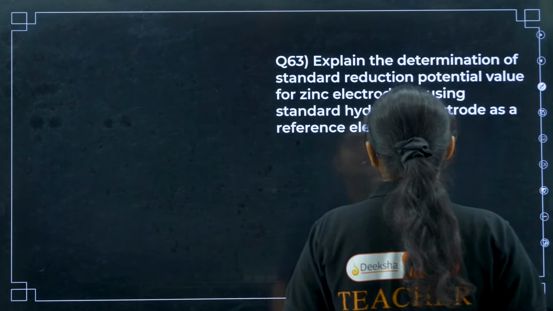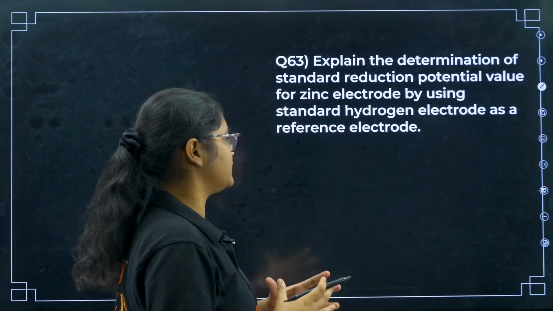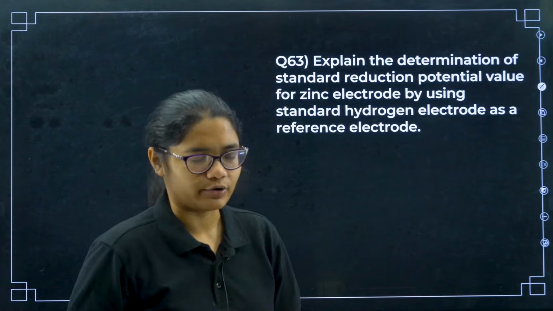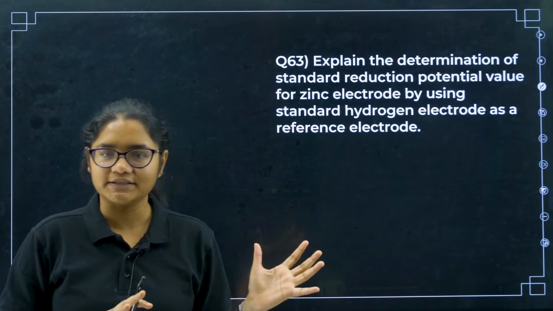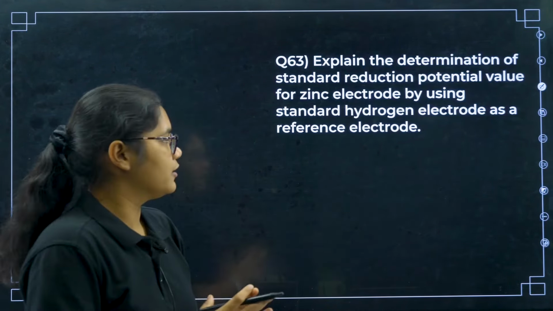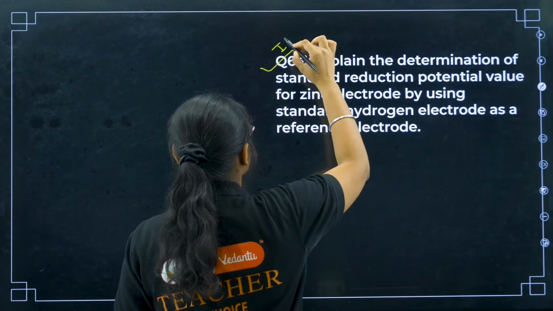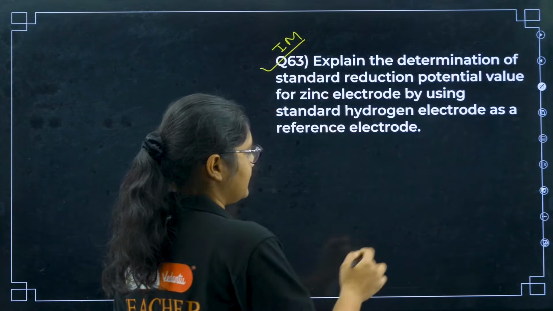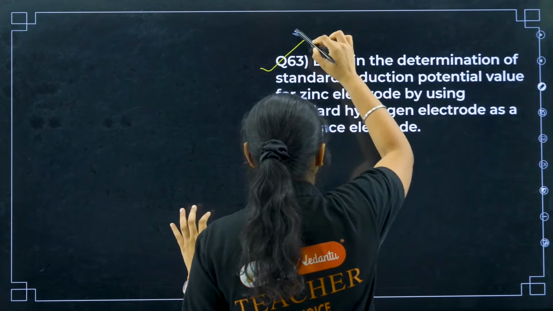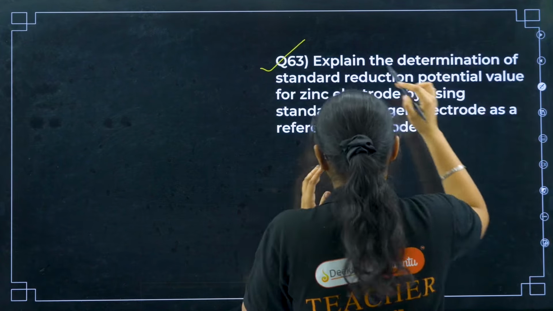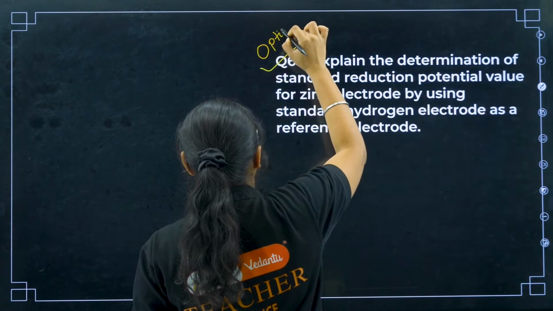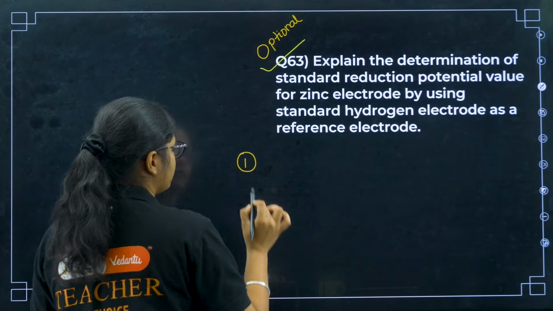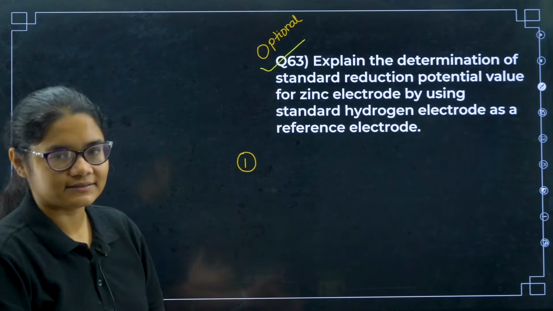Next, we'll go to explain the determination of standard reduction potential value of zinc electrode by using standard hydrogen electrode as a reference electrode. Now, this question is also a new question in the market. Not very important, I will write it as optional. If you have time, then go for this question, or if you do not have time, you can just leave it. But the answer is very simple. I'll tell you in 3 points. You have to write as it is in the exam.